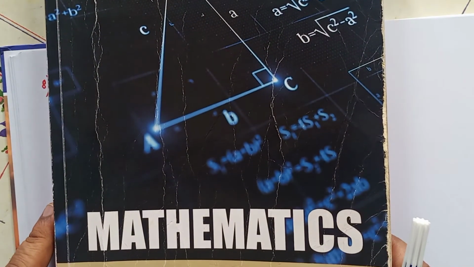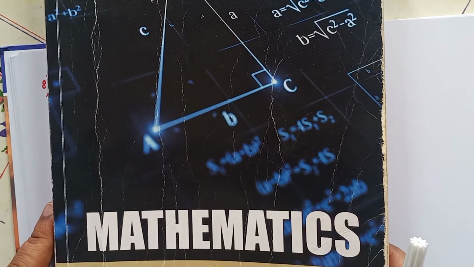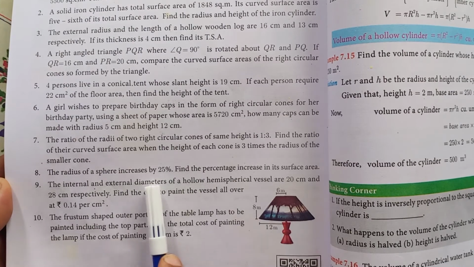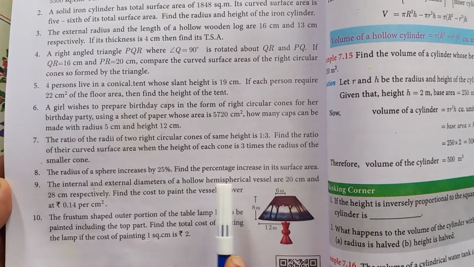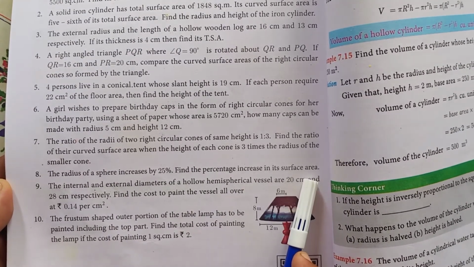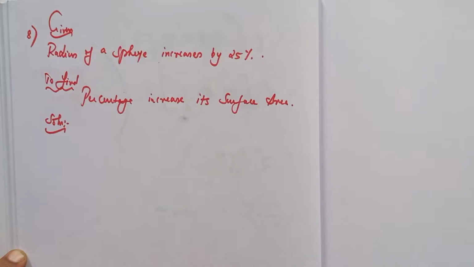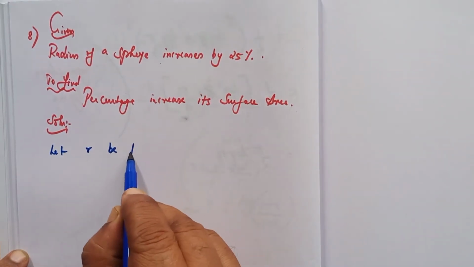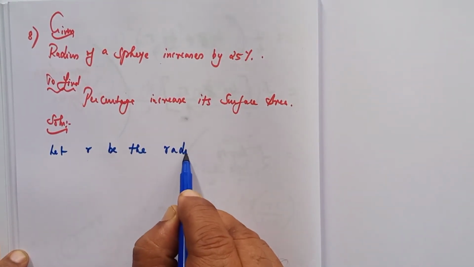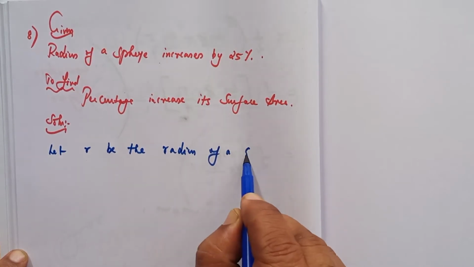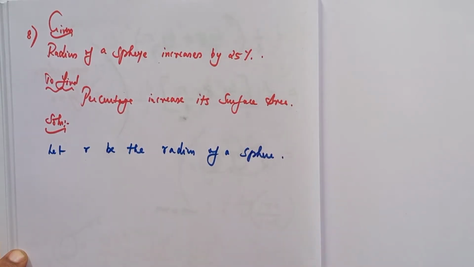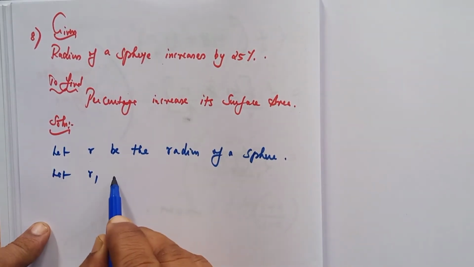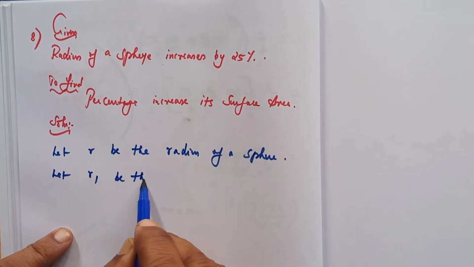10th standard mathematics, chapter number 7, continuation of exercise 7.1, problem number 8. The radius of a sphere increases by 25%. Find the percentage increase in its surface area. Let R be the radius of a sphere. Let R1 be the radius of the new sphere.